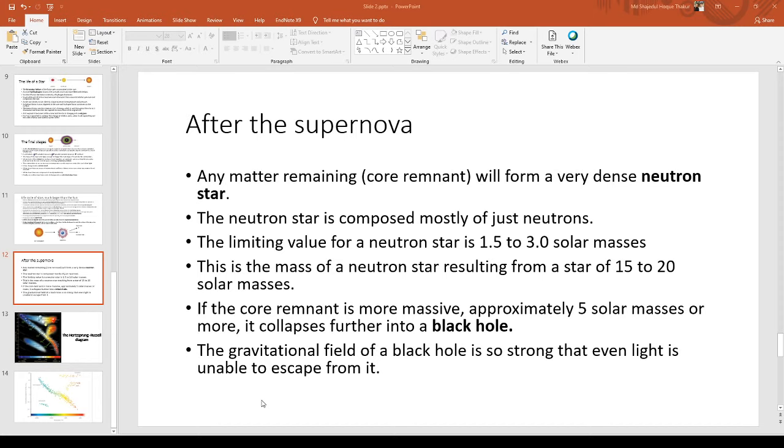Why is a black hole black? Because it absorbs all the light. Light does not escape from it. So it's the absence of color. Absence of light is black.